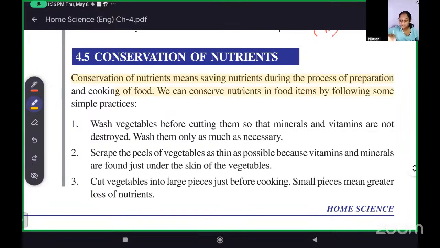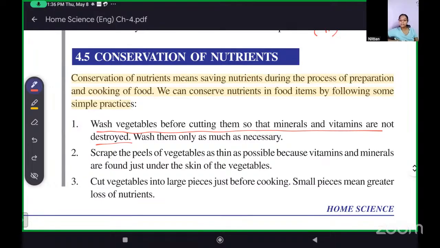How to save nutrients while cooking food? We can conserve nutrients in food items by following some simple practices. Let's see what they are. Wash vegetables before cutting them so that the minerals and vitamins are not destroyed. Washing of vegetables before cutting them, so that the minerals and vitamins are not destroyed.